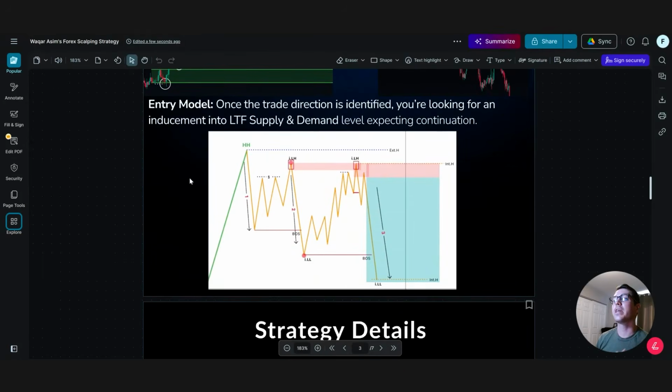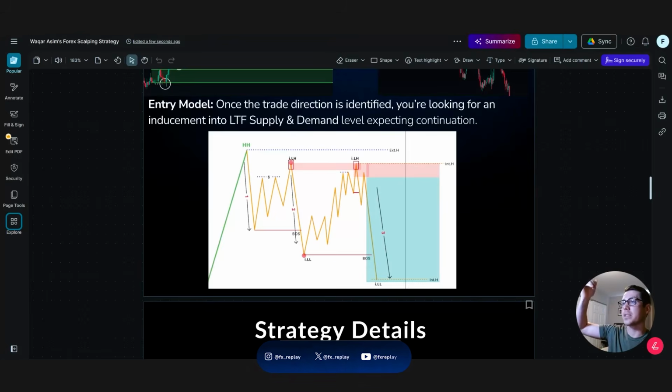And then for the specific entry model, after you've identified the trend or a potential reversal zone, if price comes into a demand zone, you're looking for maybe a reversal long. If price comes into a supply zone, you might be interested in a potential short, regardless of what the high time frame trend is. But once you've identified who's in control of price and where it's likely to head next, the main thing we're looking for is inducement, a break of structure, and then a retracement to the low time frame supply and demand.